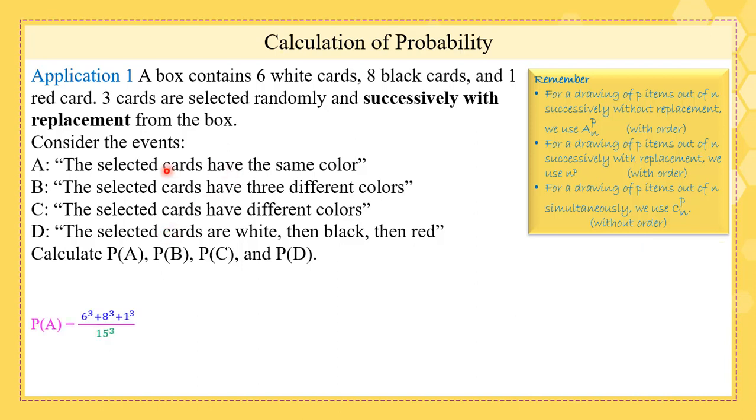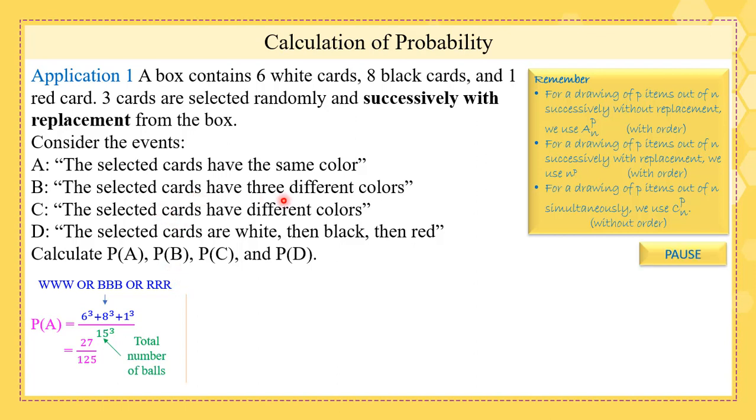Now for P of A, it says that the selected cards should have the same color, so they could be 3 white cards or 3 black cards or 3 red cards. This is WWW, BBB, or RRR over the total, which is in this case 15 cubed, which is 27 over 125. Try to find P of B alone.